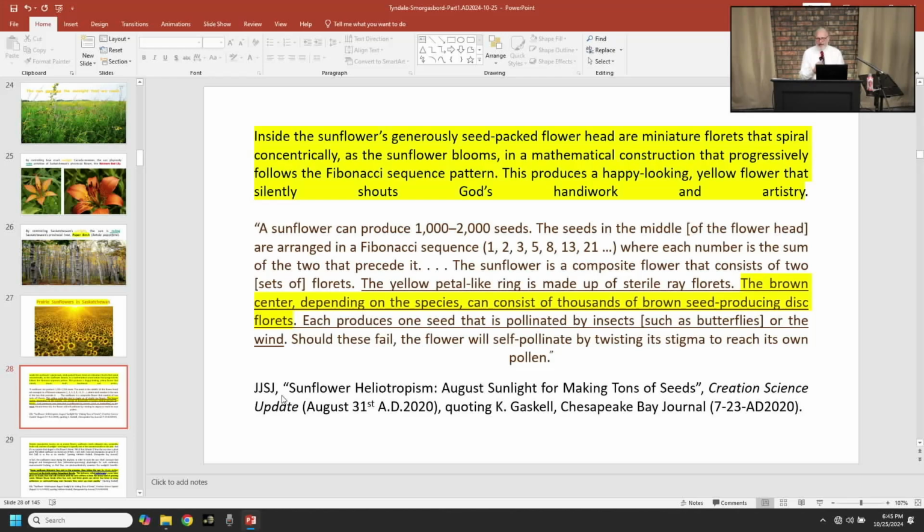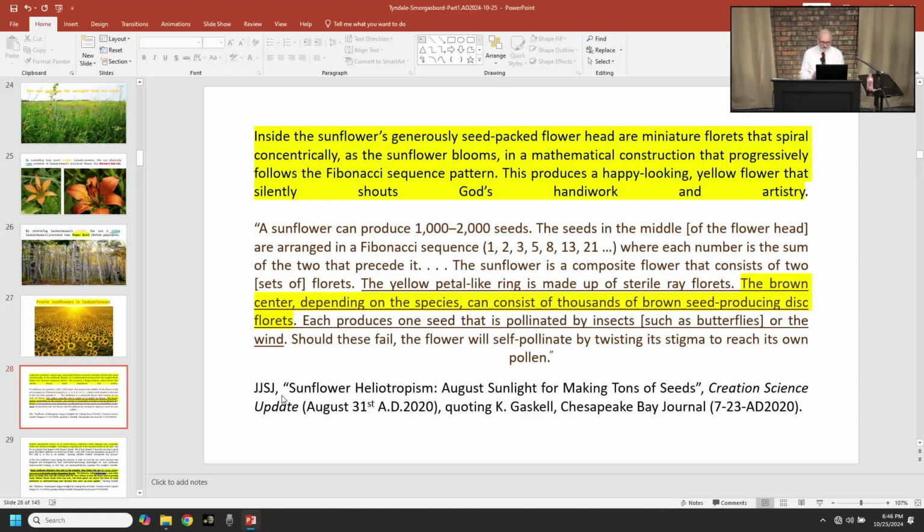And that's exactly what happens in the sunflower. It follows the Fibonacci sequence because God designed it to do that, where each number is the sum of the two numbers that precede it. The sunflower is a composite flower that consists of two sets of florets. The yellow petal-like ring is made up of sterile ray florets. The brown center, depending on the species, can consist of thousands of brown seed-producing disc florets.